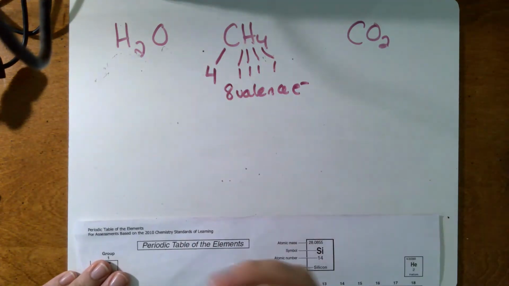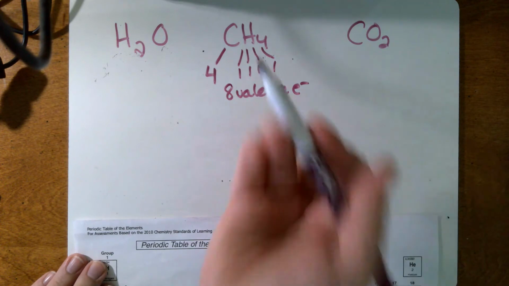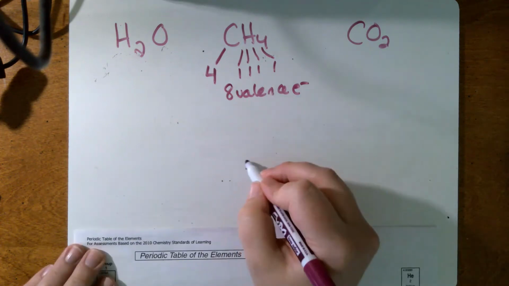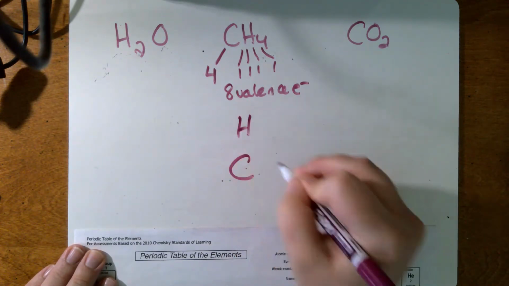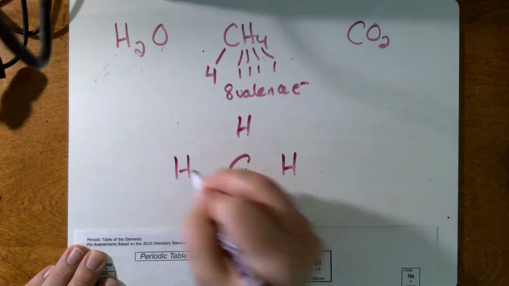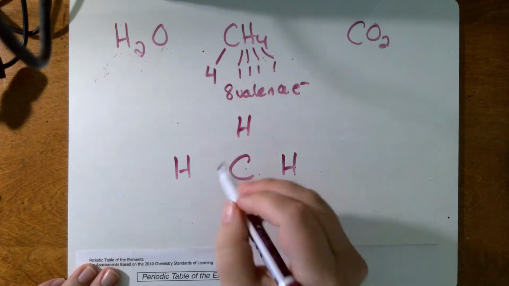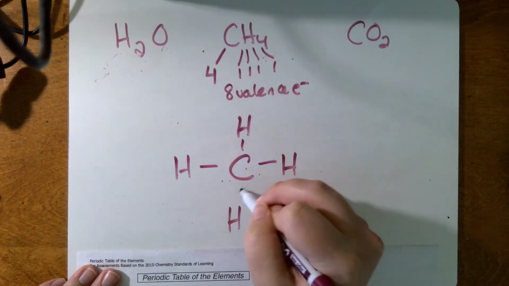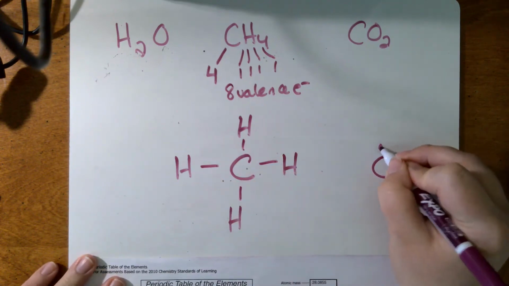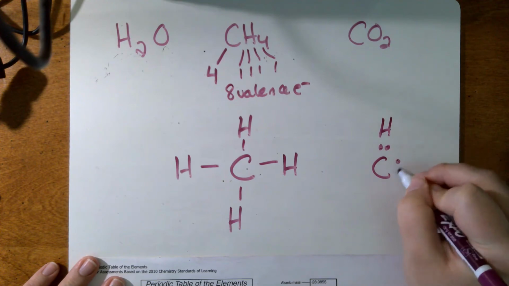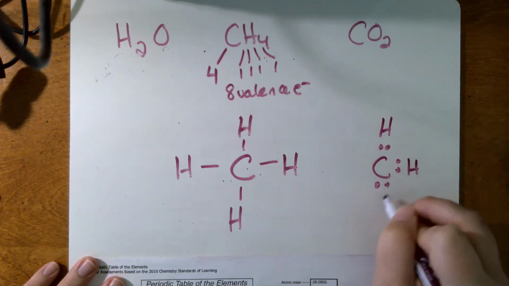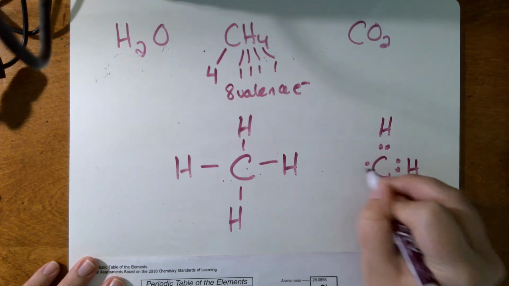All right, so what atom's going to go in the center? Well, I know it can't be hydrogen, so I'm going to put carbon in the center. And I'll put my hydrogens around it on either side. Okay, now I'm going to start by connecting these with single bonds. So again, you can show it like that with lines, or if you prefer, you can show it with dots. Both are equally correct and acceptable.